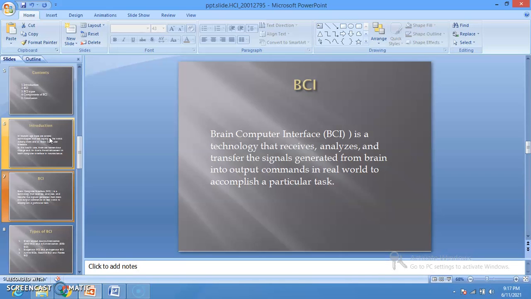a paralyzed person whose brain is conscious, not unconscious, but his hand or leg is not working. So in that case, we can use this technology to help him do his manual work, etc.